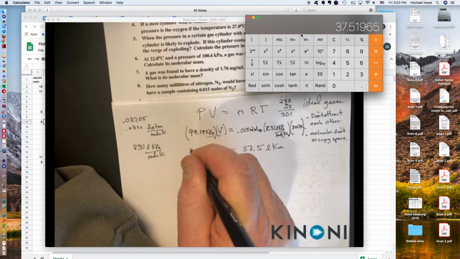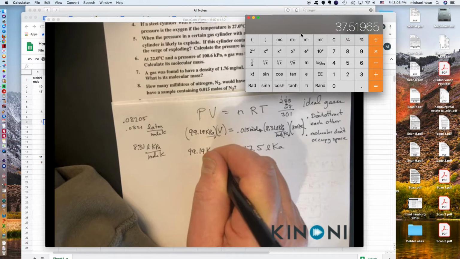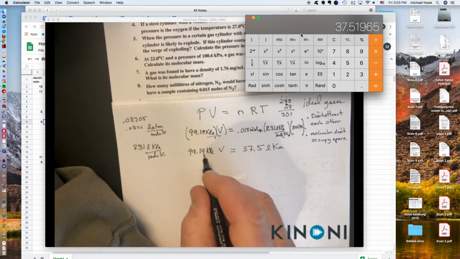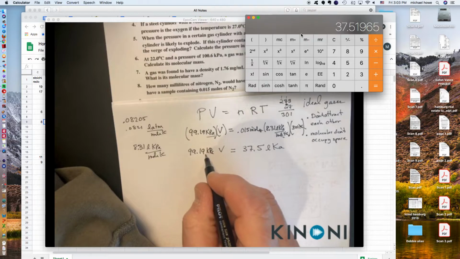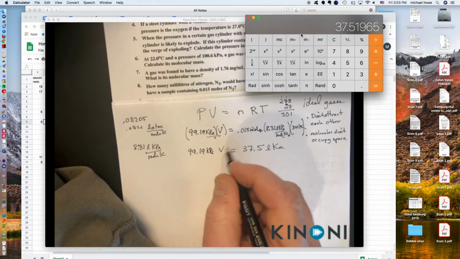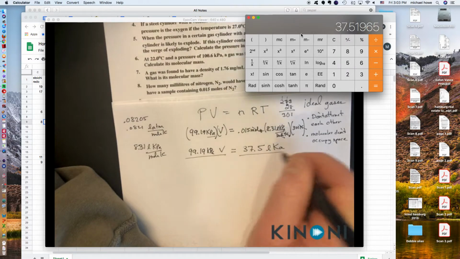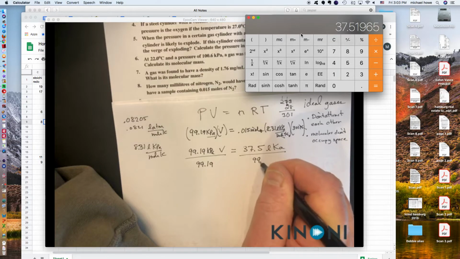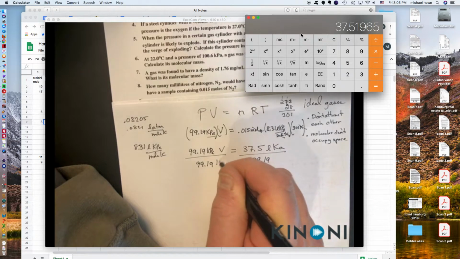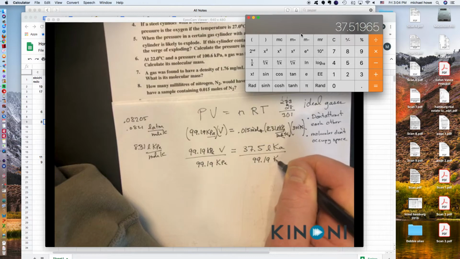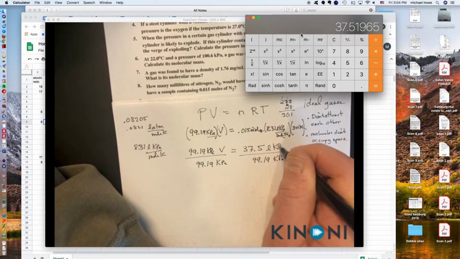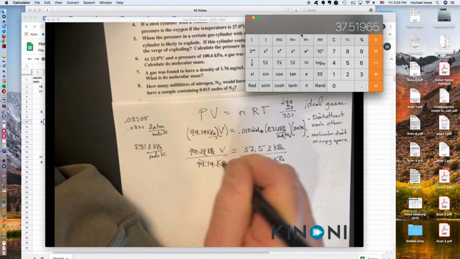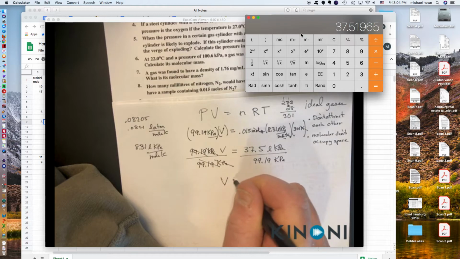On this side, I've got 99.19 kPa times volume. So I need to solve for volume. To do that, I need to get rid of this number. Notice that this number is multiplied by volume, not added to it. So we need to divide both sides by the number that is with the variable. So 99.19 kilopascals, and that's kilopascals. I forgot to put the P in there. Okay, so now the number cancels, the kilopascals cancel. I'm left with volume on that side.